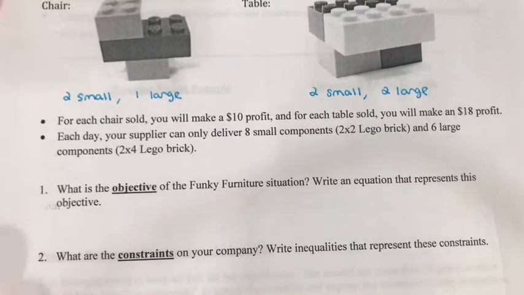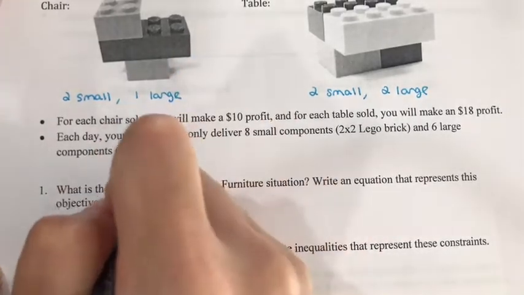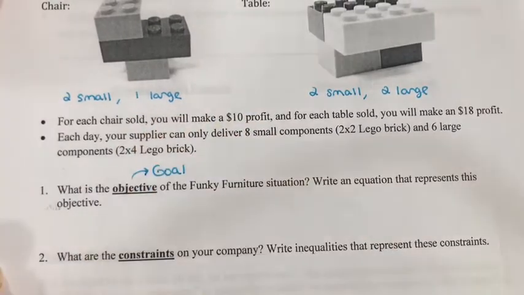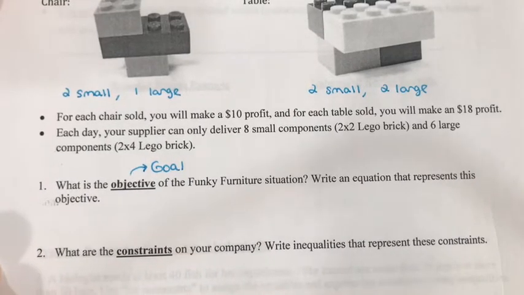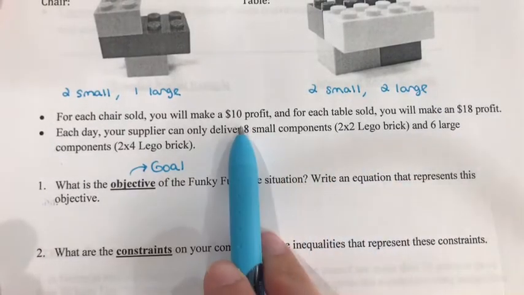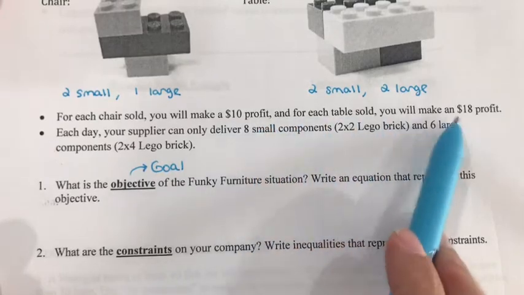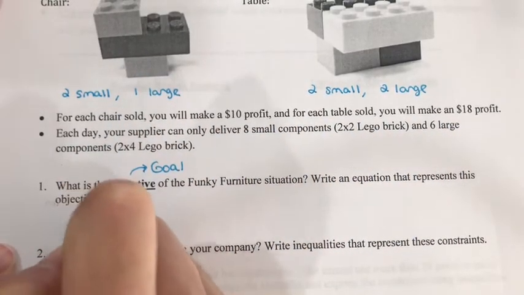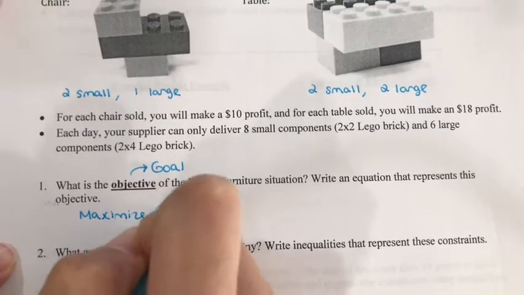So the first question that they're asking us is, what is the objective of the Funky Furniture situation? Write an equation that represents this objective. An objective is a goal. A lot of the linear programming problems that we're going to talk about in this section, you're putting yourself in the shoes of a business owner, and you need to figure out what your goal is in this situation. Now, they told us about profits, right? So our goal in this particular situation is to maximize profits.